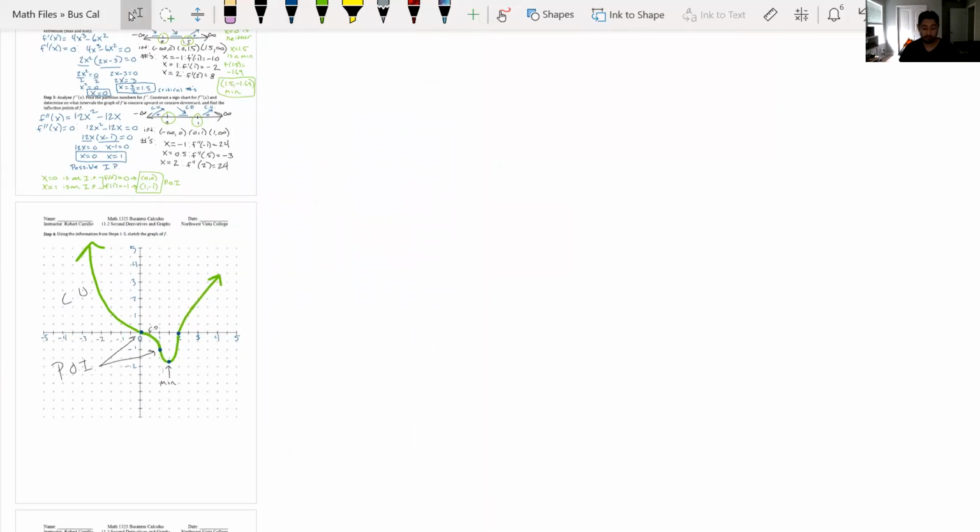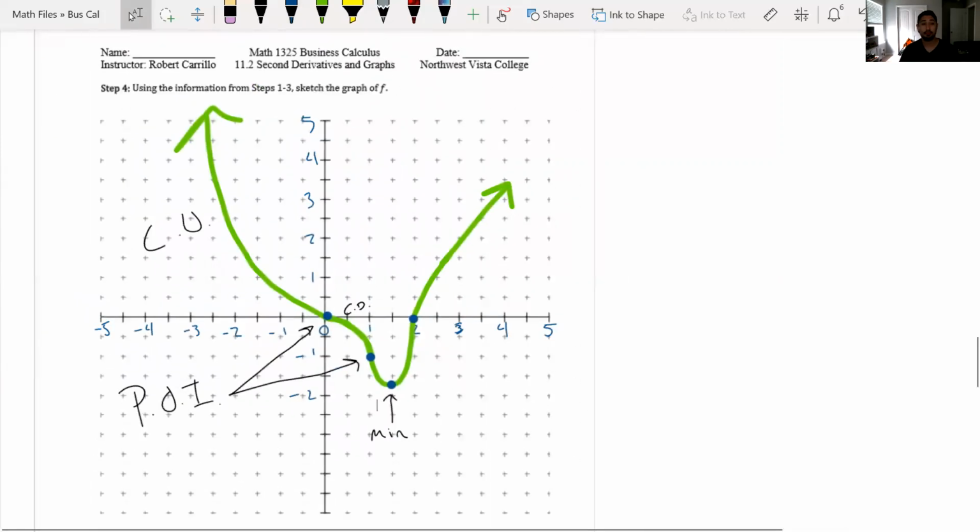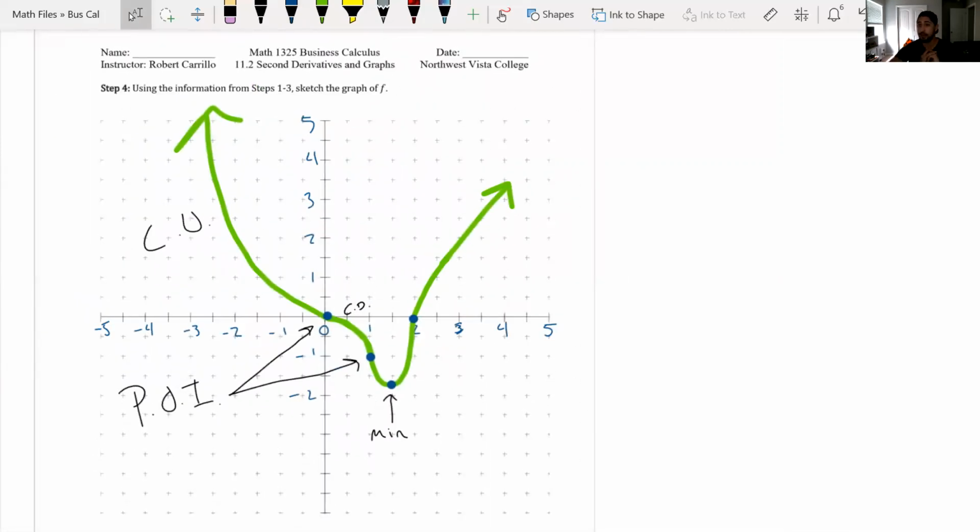And that's it. That's how you graph by using the graphing strategy. Everything we've learned so far. Just follow the graphing strategy. Should be fine.